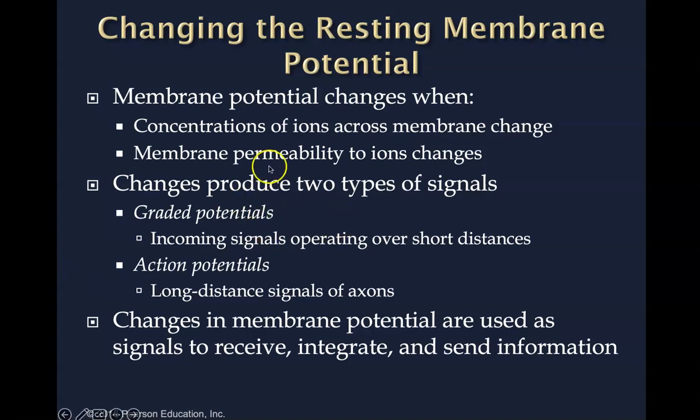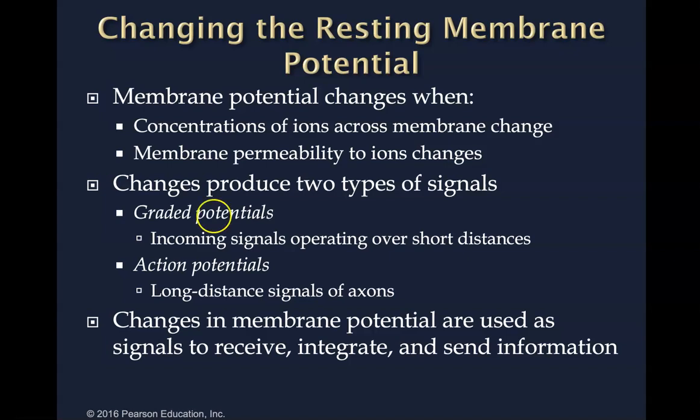Membrane potential is going to change when concentrations of ions across the membrane change. And this is obviously going to be because there's some change in membrane permeability to these ions. This is where those gated channels come in handy. Now let's talk about the two types of signals. We can have a graded potential, which is a very localized change across the cell membrane. It typically happens in your dendrites as well as your cell body, not in the axon. It's not propagated, and it's graded, so you can have a little bit of a change or a big change.